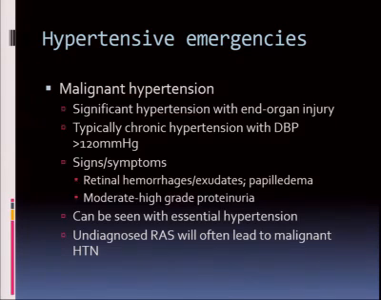This can be seen with essential hypertension. In fact, in adults, the most common cause is undiagnosed, untreated essential hypertension. But in children, undiagnosed renal artery stenosis would be classic for this kind of presentation. Usually, these patients have zero symptoms. Occasionally, maybe a little blurry vision, something like that, but the majority of these patients have no symptoms whatsoever when they present to you.